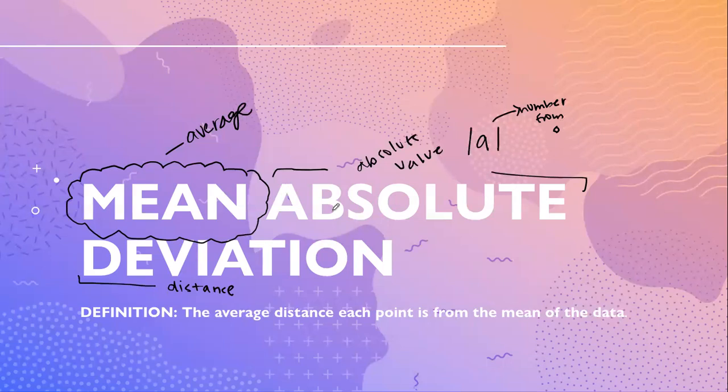That's a lot of words, okay? But it's the definition right here: the average distance each point is from the mean of the data. And don't worry, I'm going to show an example and I'll explain the definition as we're doing the example.